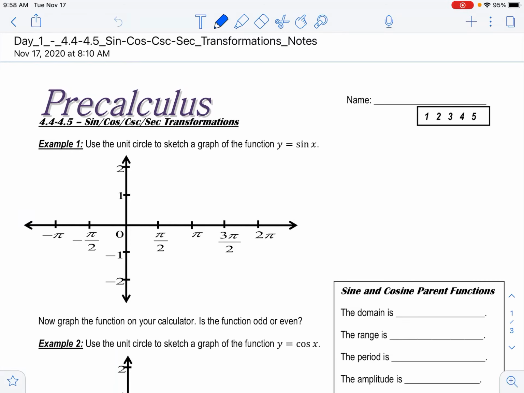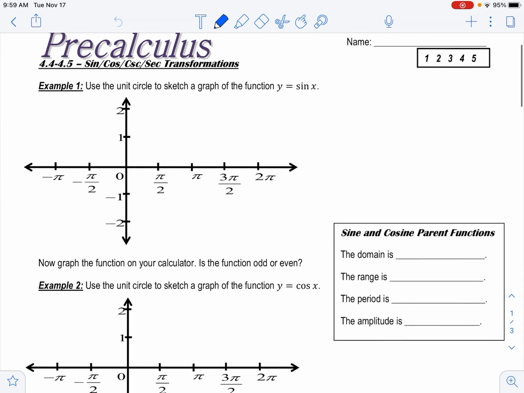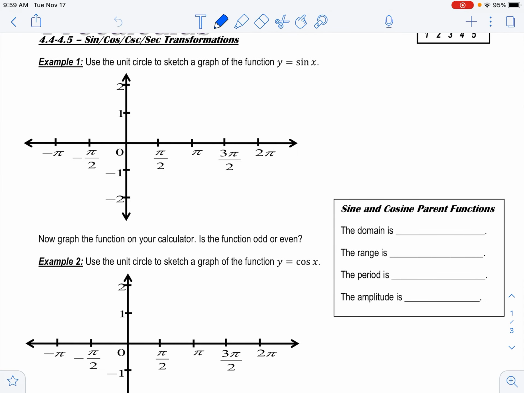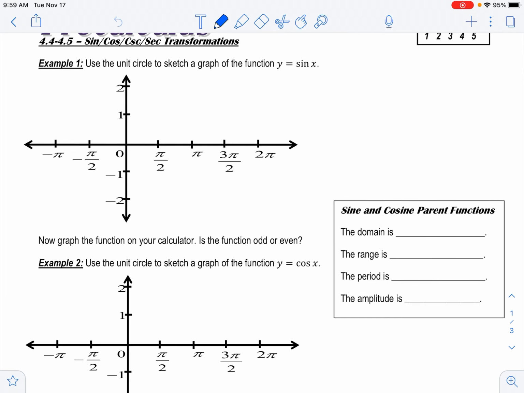All right, so today's notes are on sine, cosine, cosecant, and secant transformations. So sine and its reciprocal, and cosine and its reciprocal. If you look at the beginning of these notes, these should look pretty familiar because we did an exploration on it. So we've actually already graphed both of these, but let's put these in our notes and know that we have to know what this looks like.